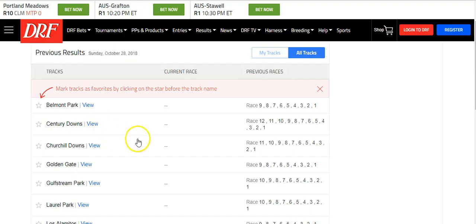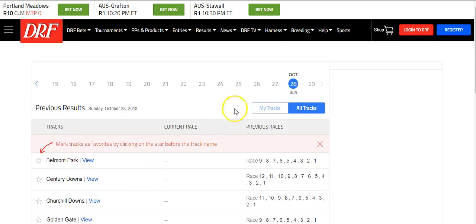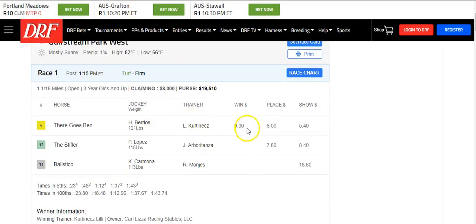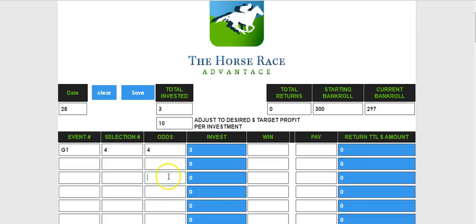Now, we're going to look at the 28th, and we decided to look at Gulfstream. So, first race, it so happens, there goes Ben, actually wins and pays $4. Now, here's the only drawback that you have to worry about, which is not too much of a problem, and you're going to get away with it a lot of times. Sometimes these odds that you put in are going to go off higher than they should, and that's going to give you an advantage. But if they do go off a little bit lower, and you're not able to control it, you may get a little bit less.